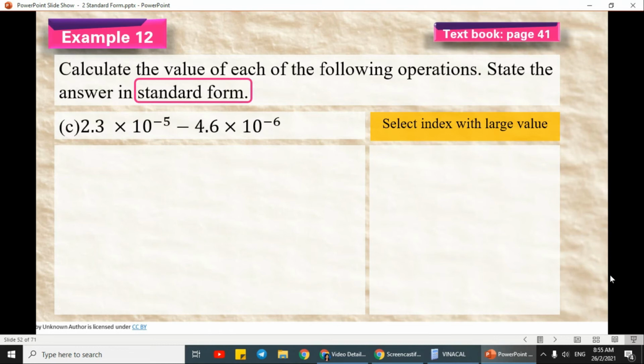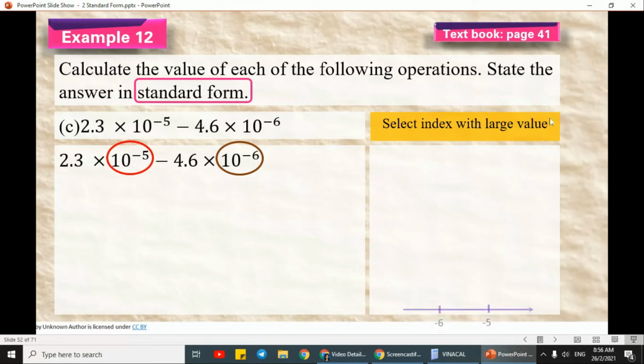Now let's continue with question C. Given 2.3 multiplied by 10 to the power of negative 5 minus 4.6 multiplied by 10 to the power of negative 6. Now let's identify the common factor. Here it doesn't have a common factor. So we select the index with the large value. Let's look at the number line. The large value is negative 5.